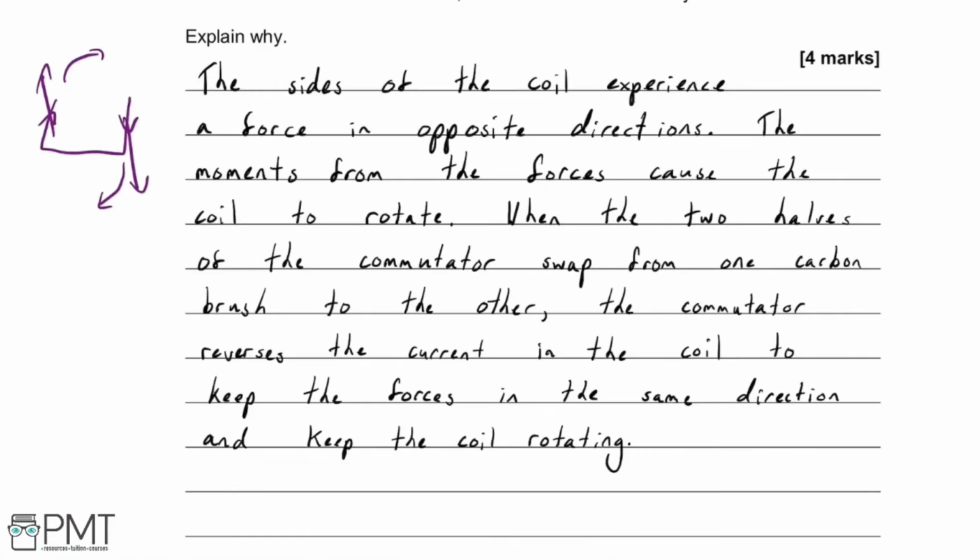And finally, just to go over the marks for that, because it's a 4-mark question. Your first mark is that the sides of the coil experience a force in opposite directions. The second is about the moments, where the force is causing the coil to rotate. The third is that the sides of the commutator swap from one carbon brush to the other. And the fourth is that it reverses the current in the coil. The point about keeping the forces in the same direction and keeping the coil rotating isn't required in the mark scheme, but again, it's a good thing to write just to make sure you've got everything in case they're being particularly picky.